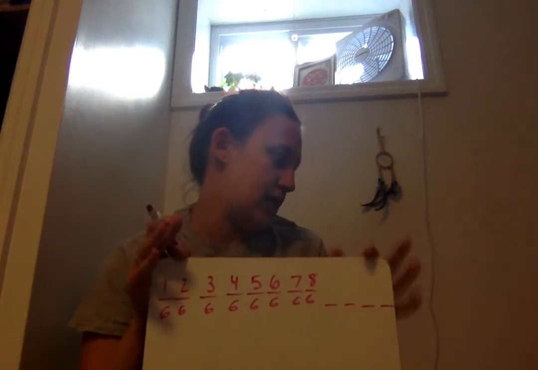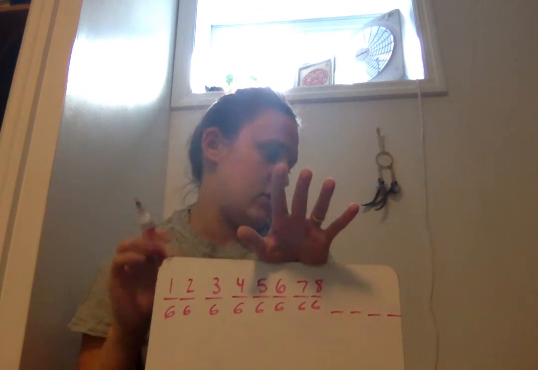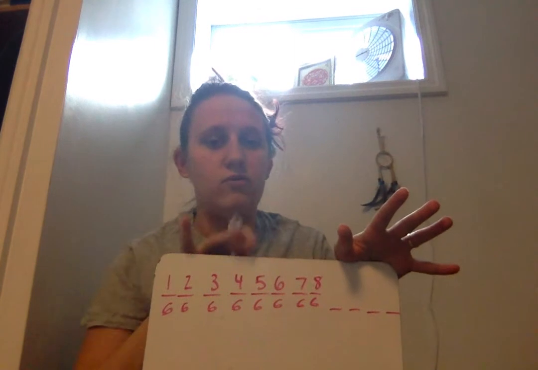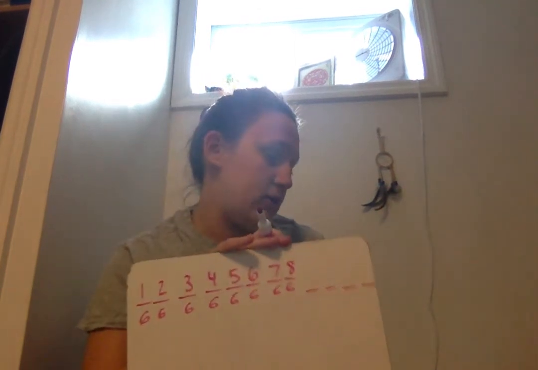So number 10 says, look at the number line and write the missing fractions. They begin at 0, and the next number is 1 over 6, and then 2 over 6, 3, 4, 5, 6, 7. So this question is just asking you to find the pattern in the numbers.